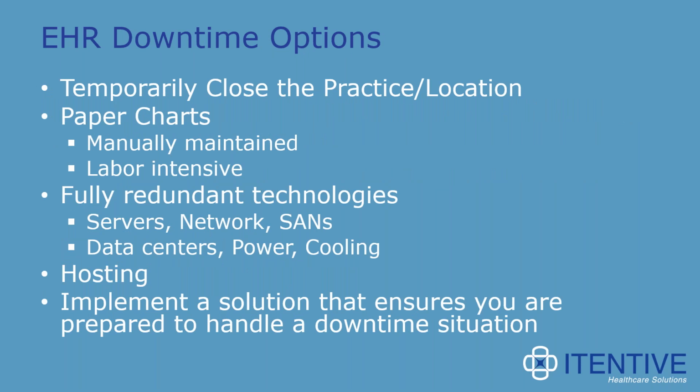So what are some of the options when we're dealing with an outage? We could temporarily close the practice or a location. We could go to paper charts, but that's becoming more and more difficult for us to do, obviously, because we're so ingrained in our EHR systems nowadays. You could implement redundant technologies. So you could add more servers, another network, more SANs or storage area networks, more data center, more power systems or cooling systems. Once you get into adding more redundant technologies, it can be quite expensive.